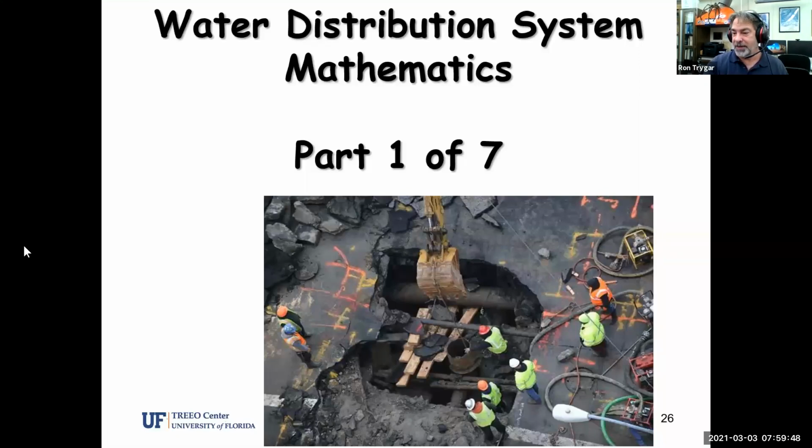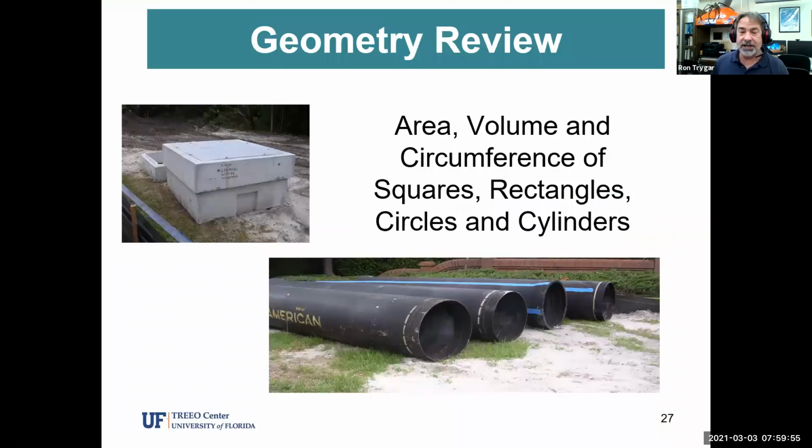Okay, everybody, welcome back. We're going to get into part 1 of 7 of our water distribution system mathematics. This section is going to be covering what we call geometry review, which is going to be the shapes and sizes of circles, rectangles, and cylinders. We're going to be working with area, volume, and circumference, and I'll describe what those mean to us as we go through. You're going to see some of this out in the field. Obviously, you're going to need to know this for different purposes of working with the distribution system, and for calculating things that will be on your exams.